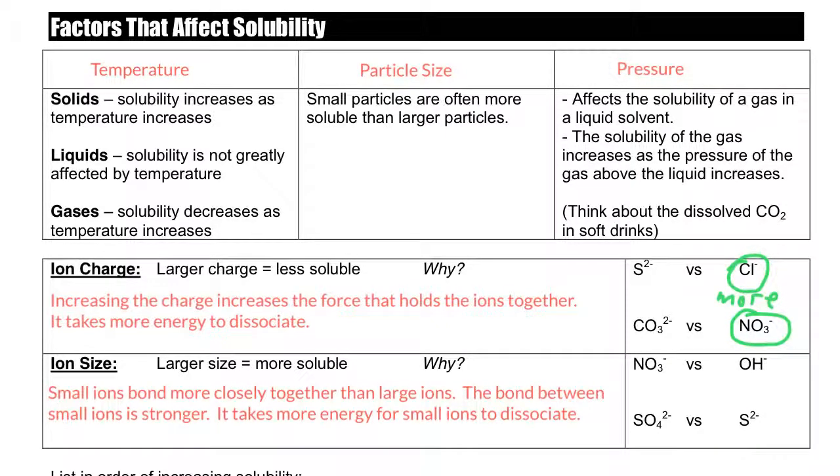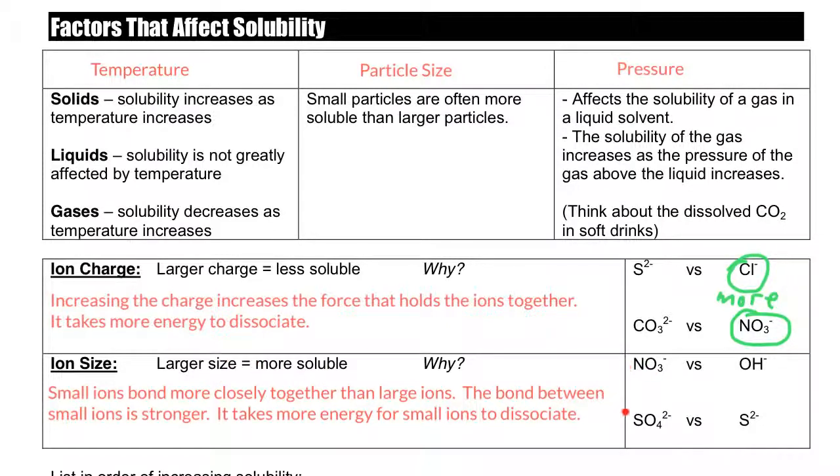And when we think about ion size, small ions bond more closely together than large ions. So if they're bonded more closely together, the bond between small ions is stronger, which means it takes more energy for small ions to dissociate. More energy to dissociate means less soluble. So the smaller ions are less soluble. The larger ions are more soluble.